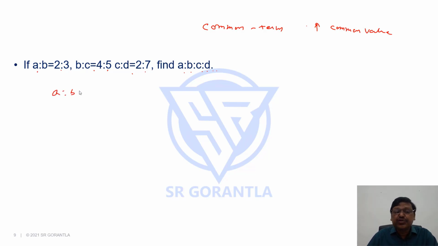Suppose I take a is to b is 2 is to 3, b is to c is 4 is to 5. What is the common term in these two ratios? B. What is the b value corresponding term here? 3. It is 4. I should raise it. Most of the time raising; in very few cases you can reduce it also to a common number. So you have to raise these two numbers to a common number. What is the common multiple for 3 and 4? 3 fours are 12. We'll try to make the b value 12 here as well as here.